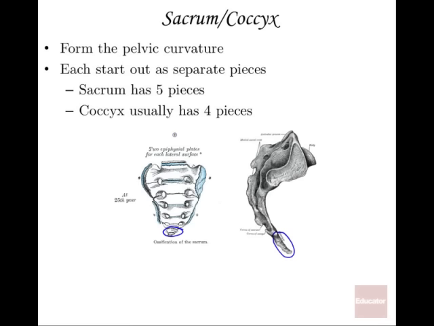So in an adult body, you would see the sacrum as one bone. You would see the coccyx as one bone, but it's a product of fusing together bones that were previously not connected directly.